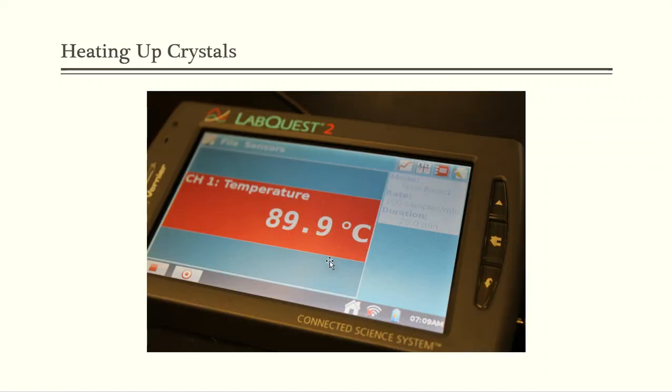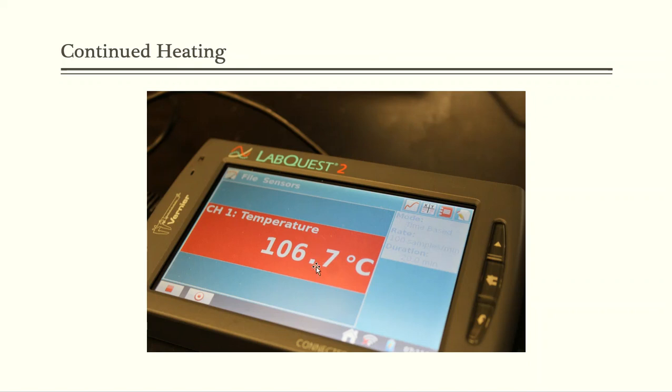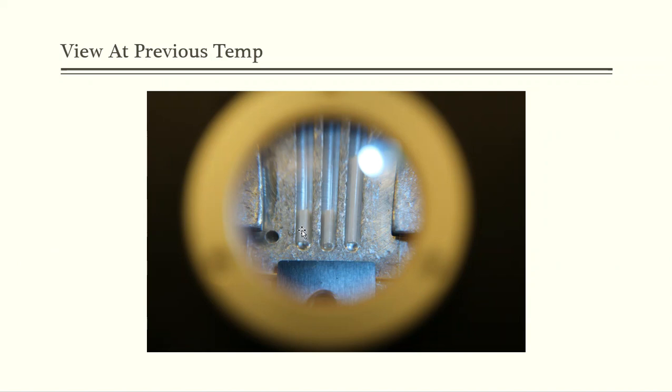As I begin to heat this sample up, here's a screenshot of 89.9 on my vernier, and I look at the crystals, and those crystals are still solid. I can see that nothing's really happening to them inside of these capillary tubes, and it looks like I put a little bit more in the third one than I did the first and the second, which is no big deal. All right, as I continue to heat more, we are now at 106.7, and at 106.7, again, here are the images that I see of the crystals. So they're still solid. They're not really melting at this point.